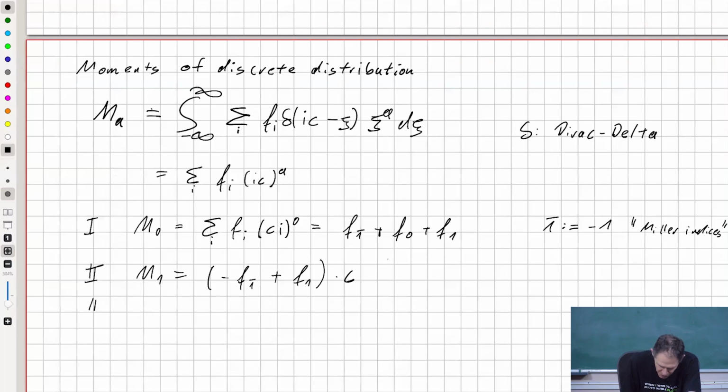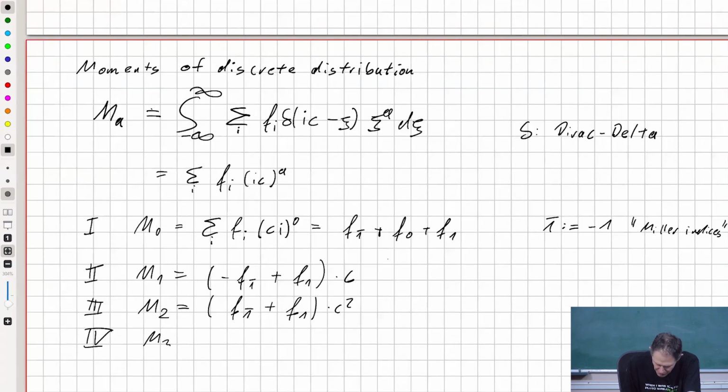So then at the third, you have m2. So m2, you take this to the second power. So then minus 1 to the second power becomes 1. So what you end up with is minus 1 plus 1 times c squared. And now this can go on.